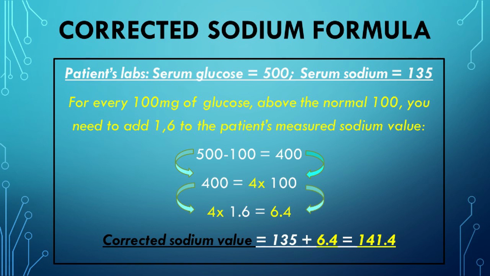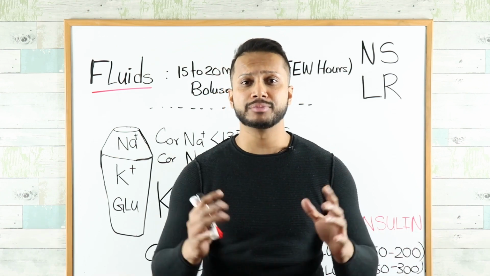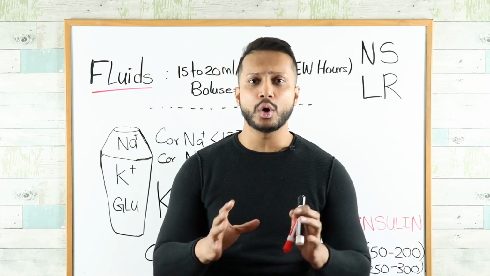So for every 100, I must add 1.6 to my serum sodium. So 1.6 times 4 is going to give me 6.4. So if my measured serum sodium level was 135, when I add this 6.4 to it, the corrected serum sodium must be 141.4.